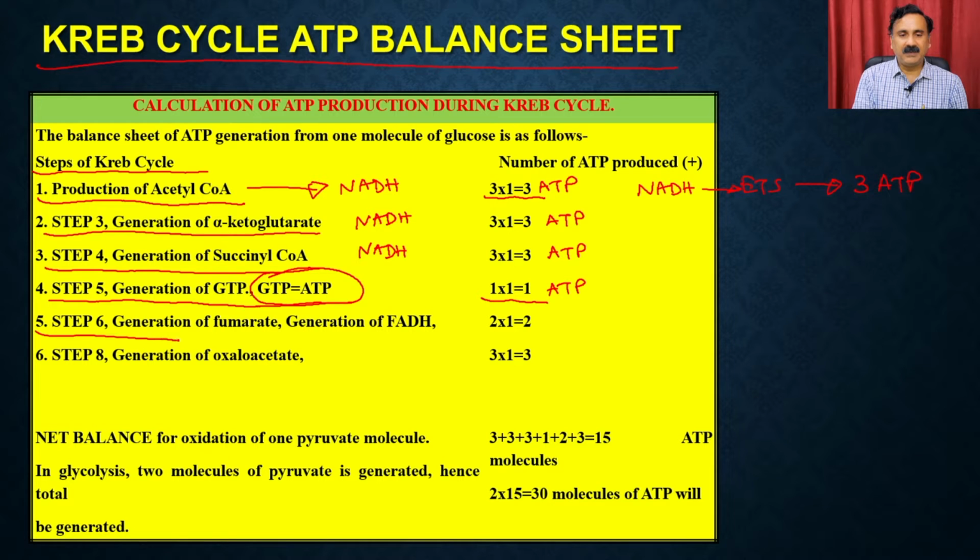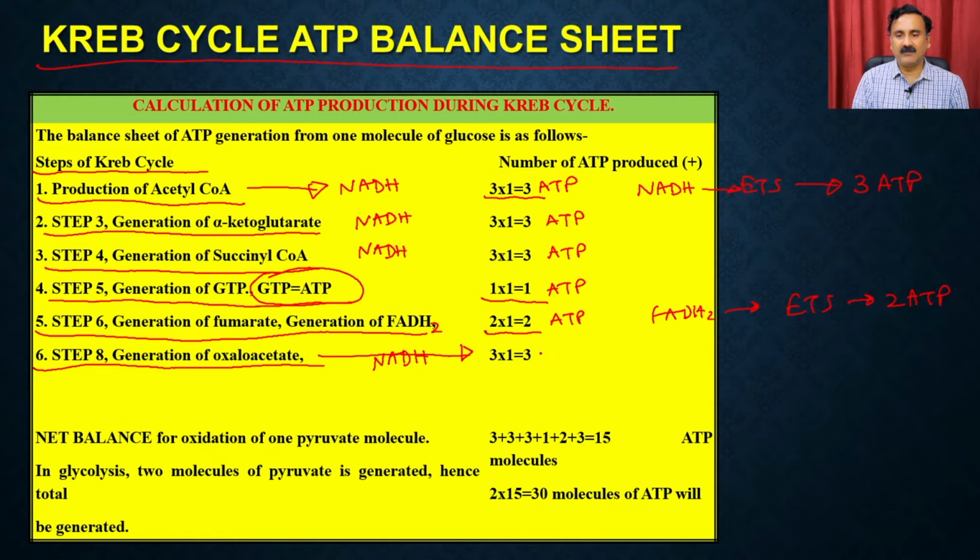Then in step 6 there will be a generation of fumarate, and there will be a generation of FADH2. So that is going to give you 2 molecules of ATP, because FADH2, when it goes to the electron transport chain, gives 2 molecules of ATP. Then in step 8 there will be a generation of oxaloacetate, and that also is going to give you another molecule of NADH, and that's how it produces 3 molecules of ATP.